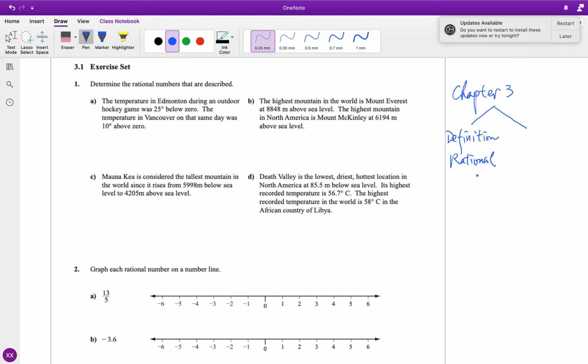As a matter of fact, we also talked about that chapter 3 is basically just talk about rational numbers. Now the first thing is we talk about definition. Now the second thing we talk about the operations.